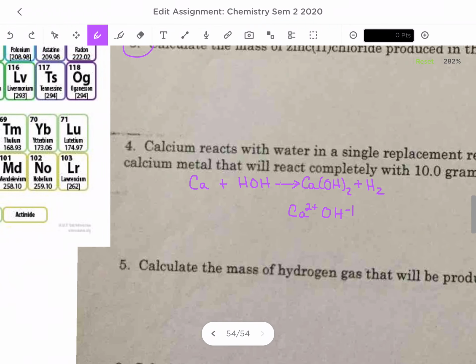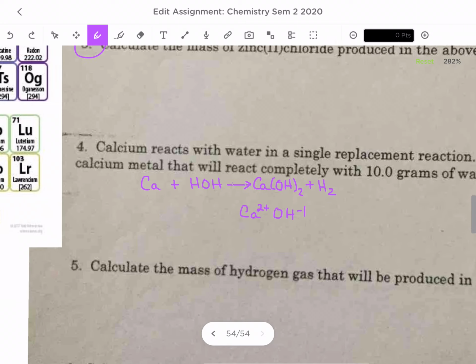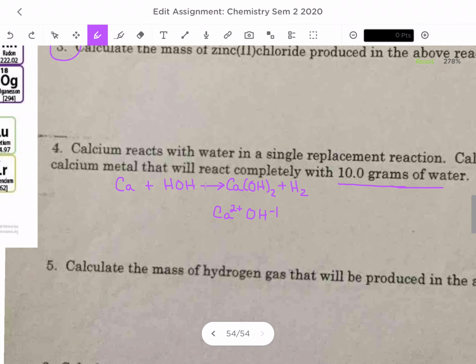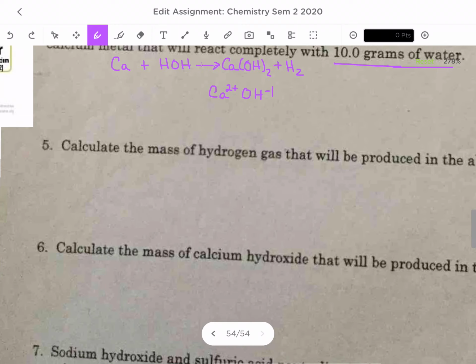It is, again, not balanced. It's just a skeleton equation. You need to balance that so that you can get the appropriate mole ratios to go with your problem when you're trying to do this 10 grams of water. So when you're doing that, please balance the equation. That is just a skeleton equation, but it will help you know if your answer is right.